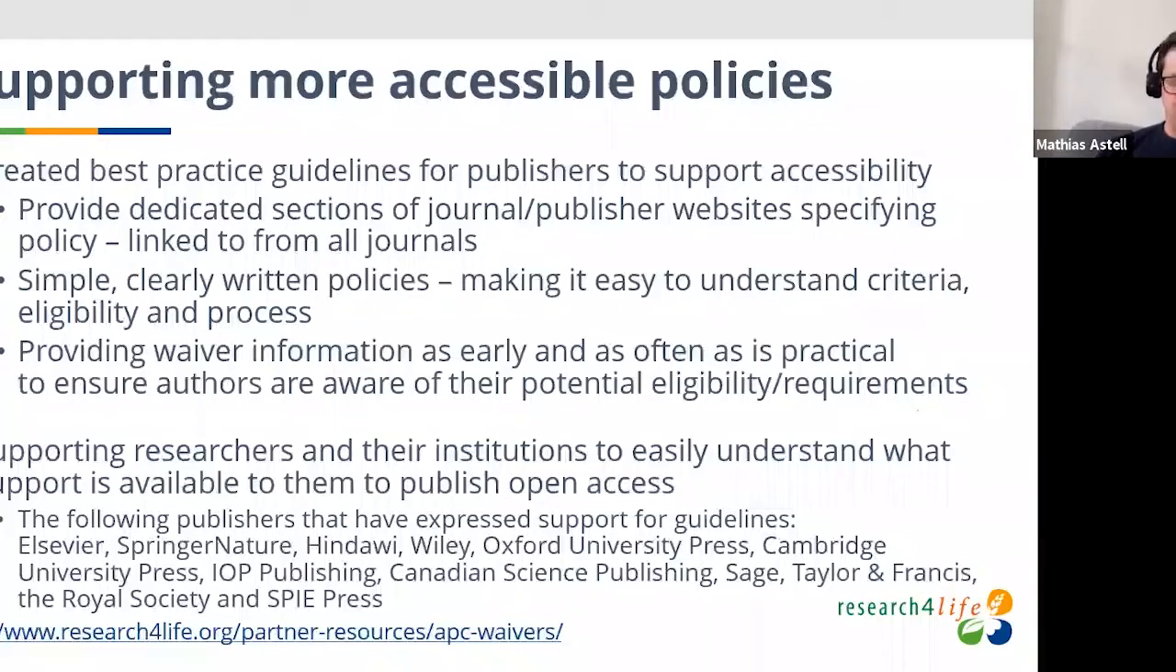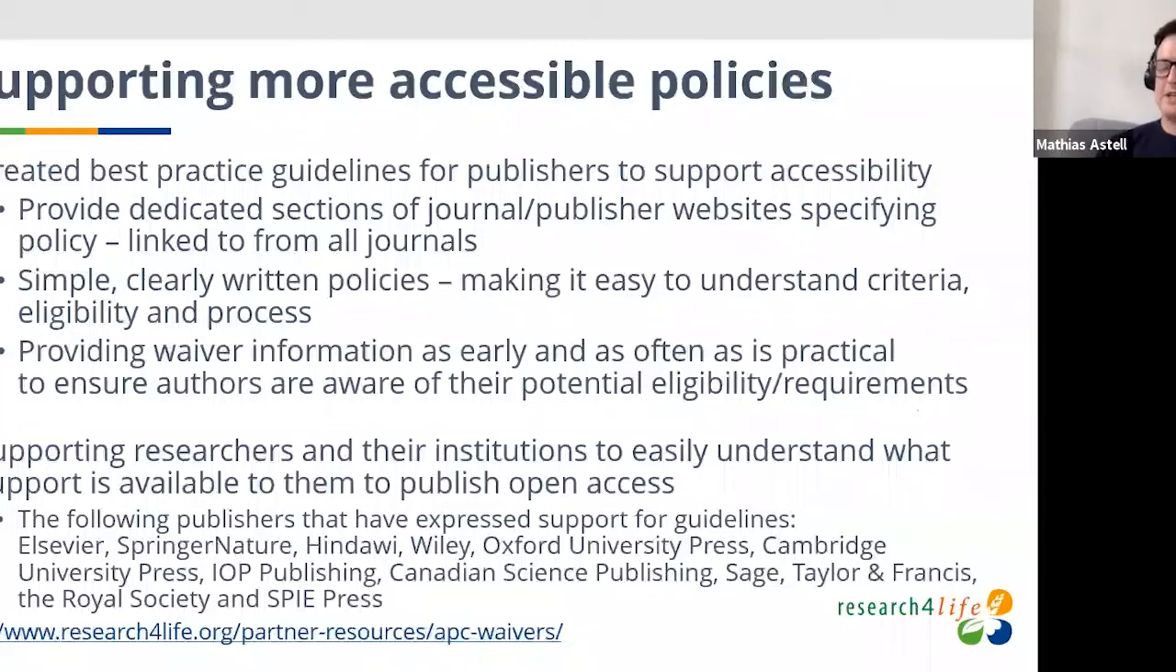And the three very straightforward elements that are relevant to authors and their institutions is for publishers and journals to have specific pages dedicated to a waiver policy, and for that to be clearly linked from all relevant sections. So when an author is assessing a journal for publication, they can easily find any policies that may be relevant to them. Second is to make those policies as simple and as clearly written as possible.